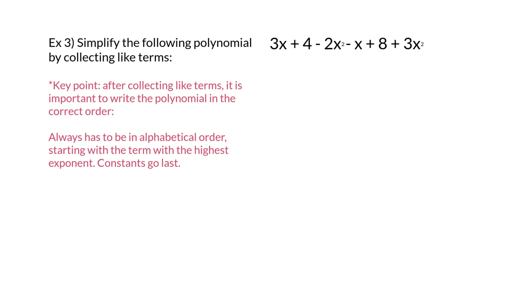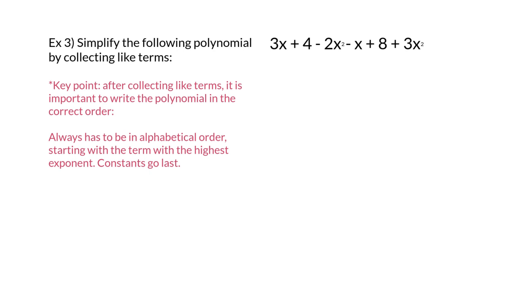In example 3, we're asked to simplify the polynomial by collecting like terms. Now, a key point that we haven't talked about before is when we are collecting like terms, it is important to write our final answer in the correct order. It always has to be in alphabetical order starting with the term that has the highest exponent. So you'll see that some of our terms have variables, some of them are constants, and some of them have an exponent. So it'll be really important to pay attention to our order.